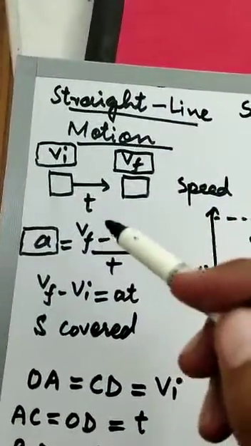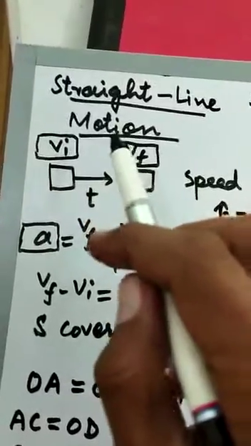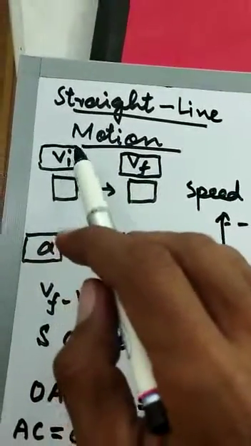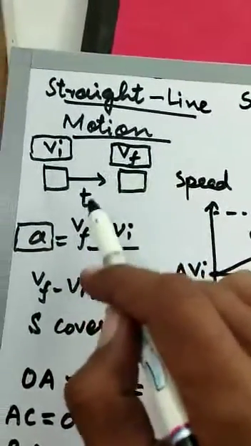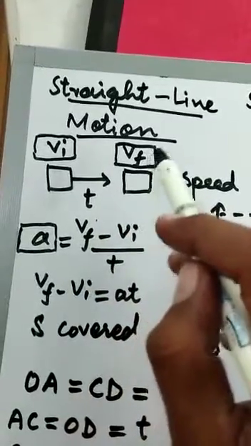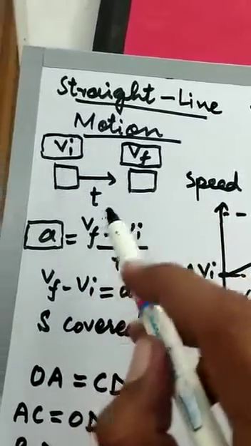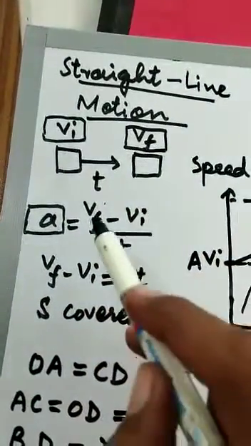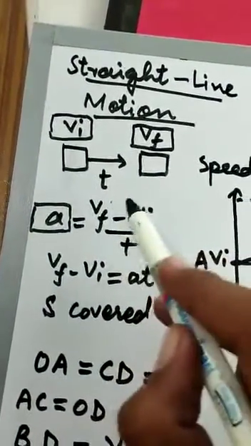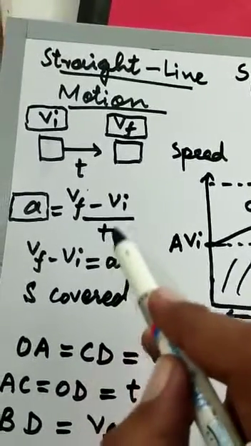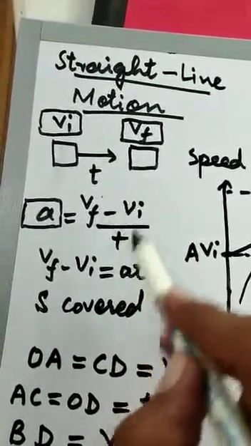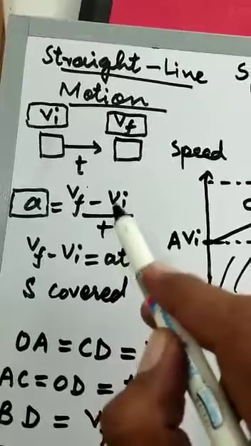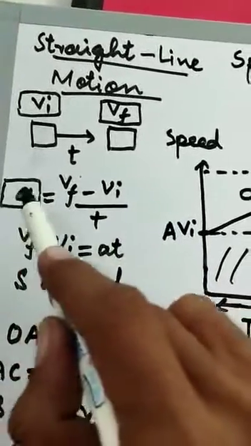As we know, we have an object which is moving with initial velocity vi, and after some time t, its velocity becomes vf. And as you know, its velocity has been changed. So the change in velocity is actually vf minus vi. When we divide this change in velocity by time, it becomes the rate of change of velocity, which is called the acceleration of that moving object.